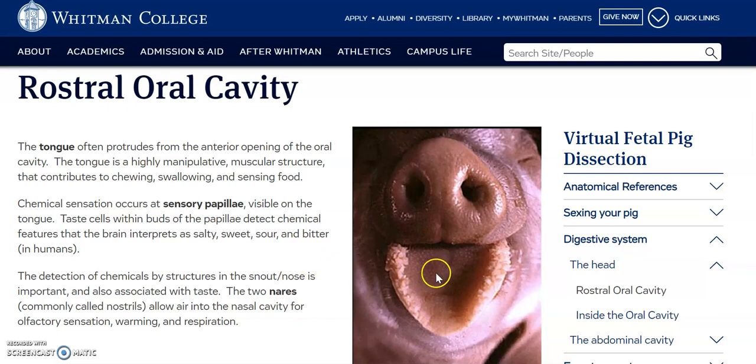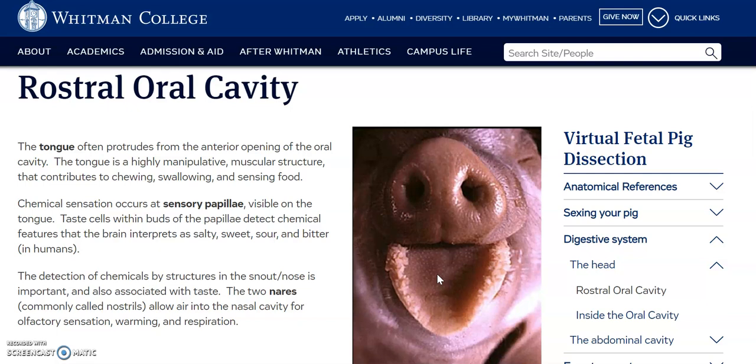Now, the taste buds, all these little dots that you see on the tongue. If you open your mouth and look in a mirror, you can see all the little holes or pores on your tongue that are your taste buds. These are called sensory papillae. These basically detect different chemicals that the brain can interpret as salty, sweet, sour, or bitter.